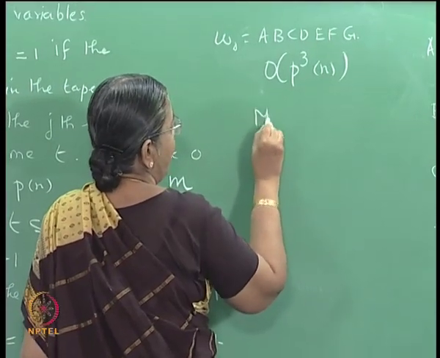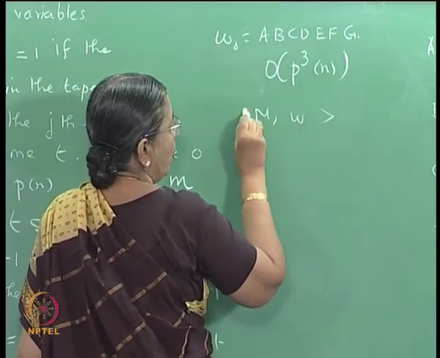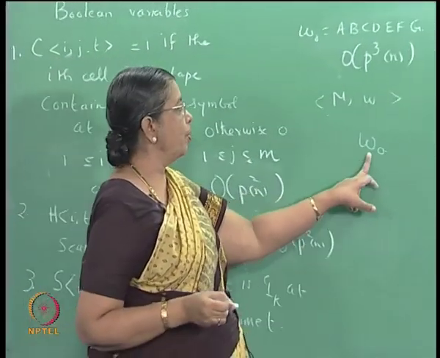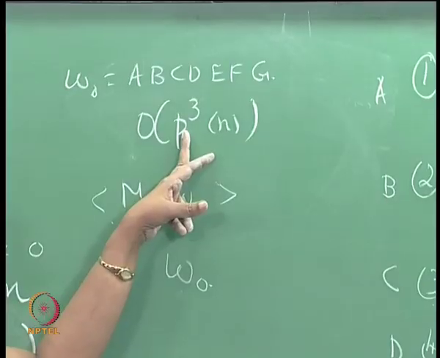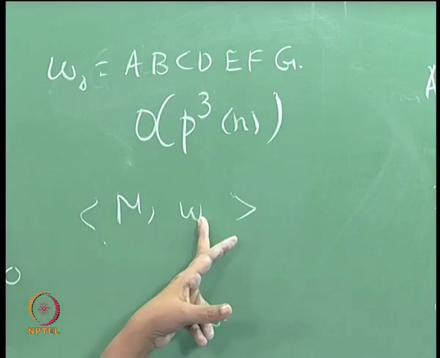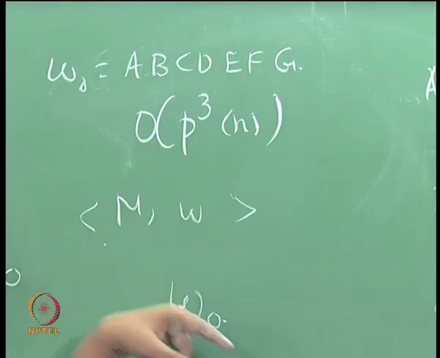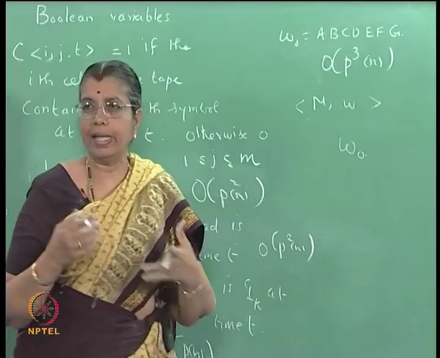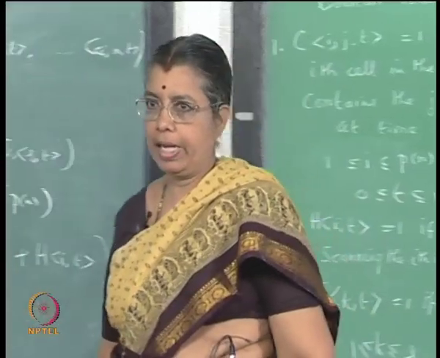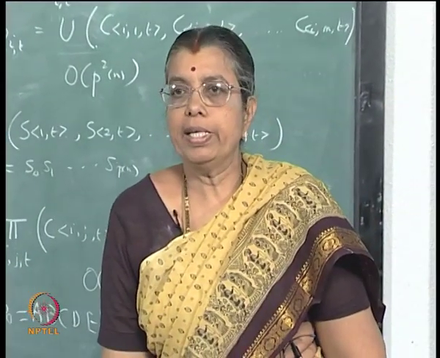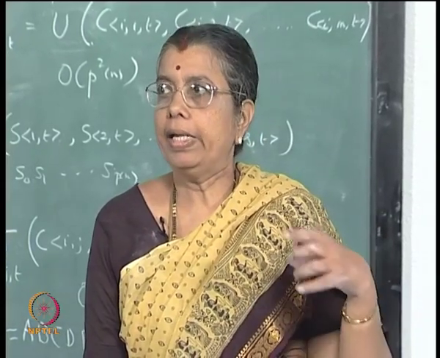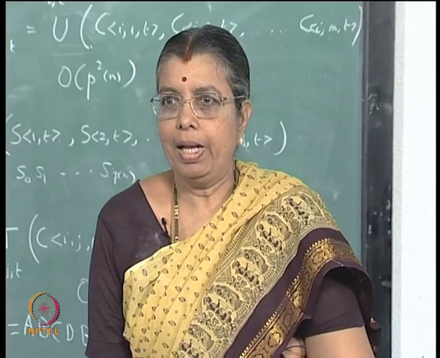So, given M and w, you can write w naught, and the length of w naught is polynomial in n, the length of w. And since the length of w naught is like that, and you know how to write this w naught, there is a systematic way of writing it. So, w naught can be written down from M and w in polynomial time. Its length is polynomial, and it can also be written down in polynomial time.